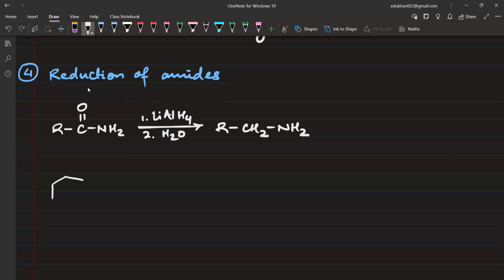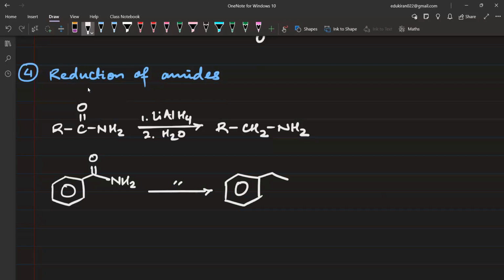Similarly, you can have benzamide also, C double bond O, NH2. With the same reagents, you'll get the benzene ring as it is with, my bad, CH2, NH2. This is also what? This is also benzylamine.